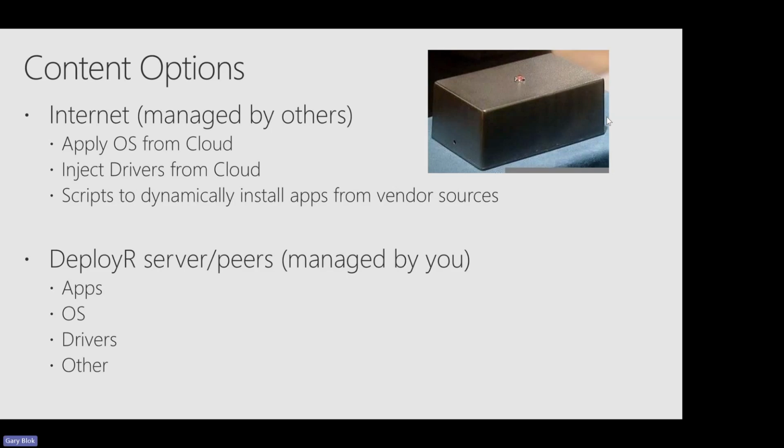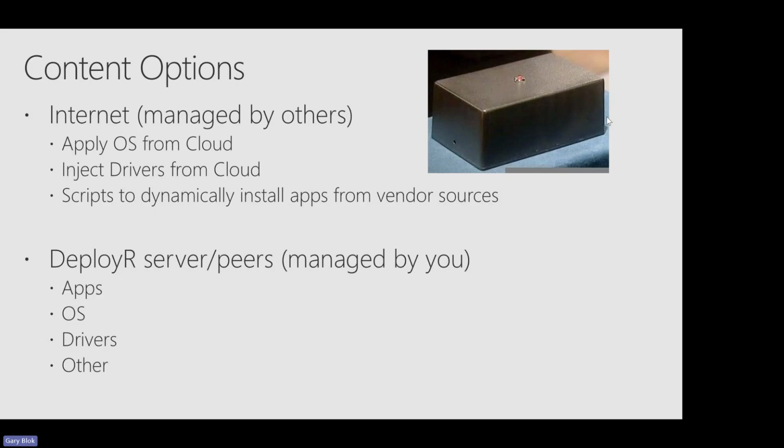And then the other method. Yeah, so a point to note about the internet content is it's not peerable by default. We do have ways of making it peerable with DeployR. But this is where if you need peerable content to service remote locations that don't have great internet speeds or don't have good bandwidth back to the data center, this is where our peer-to-peer model comes into play.